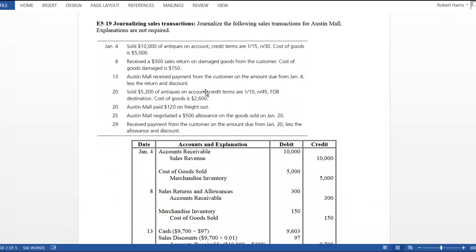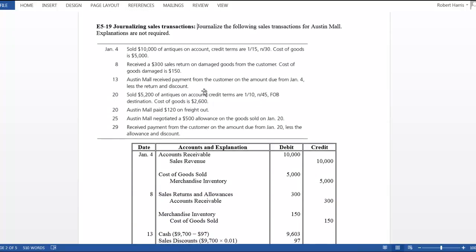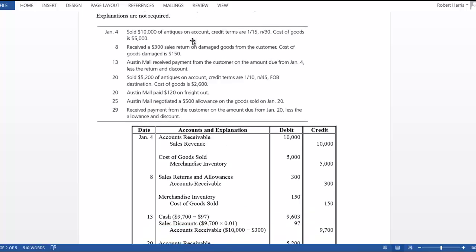Let's take a look here. Austin Mall, it says, sold $10,000 of antiques on account. The credit terms are 1/15 net 30. 1% discount if you pay within 15 days. If not, they must be paid in 30 days. Cost of goods sold is $5,000.